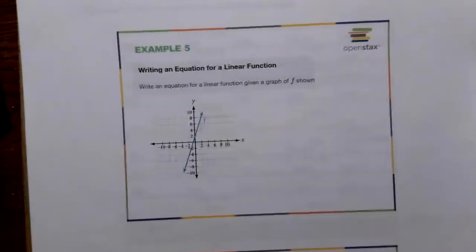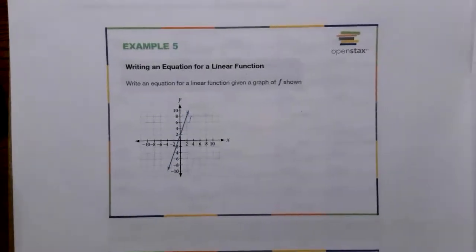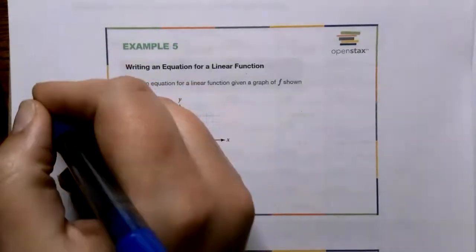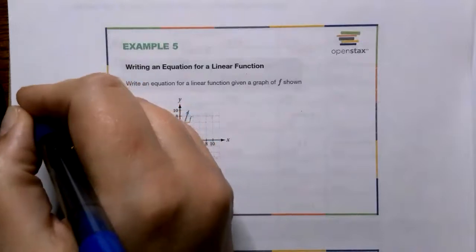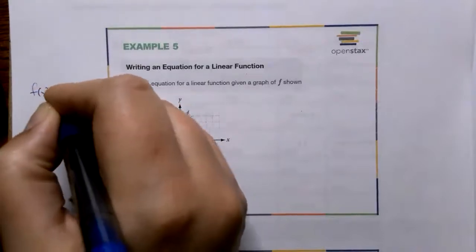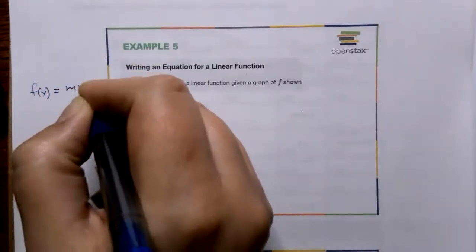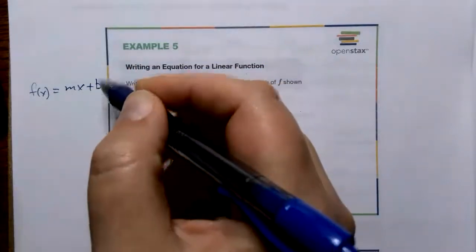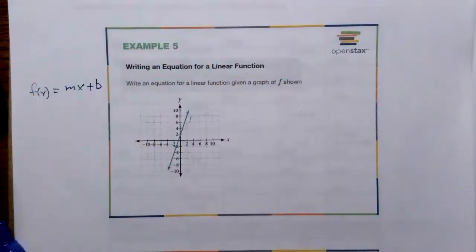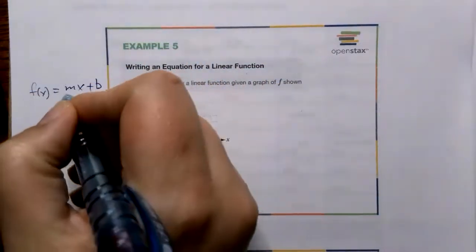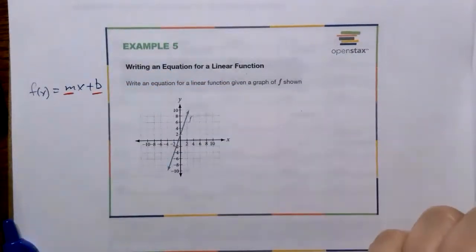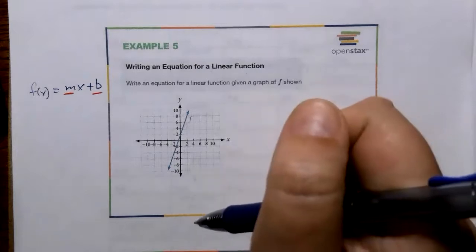We have basically two different formulas that we could use. So one formula is f of x equals mx plus b. And in order to use this, we need to know m and we need to know b. And the question is, can we read those values from the graph? And I hope you're saying yes.